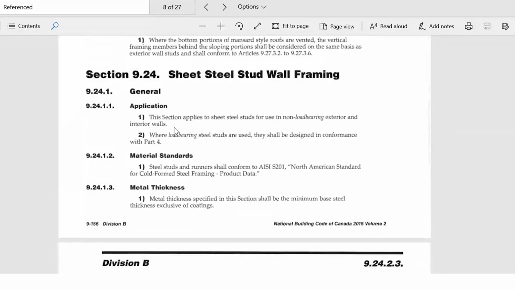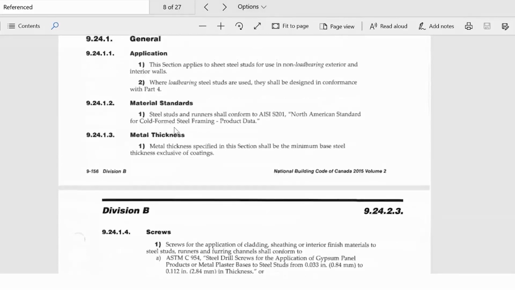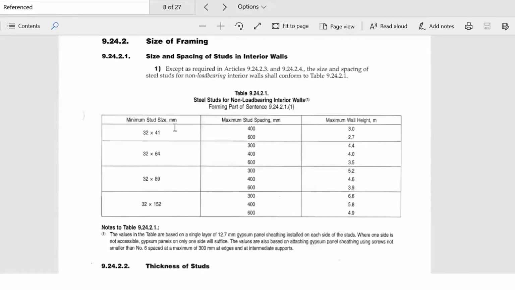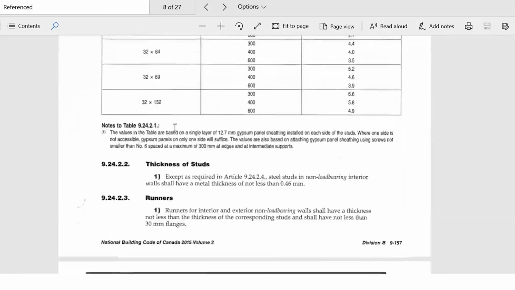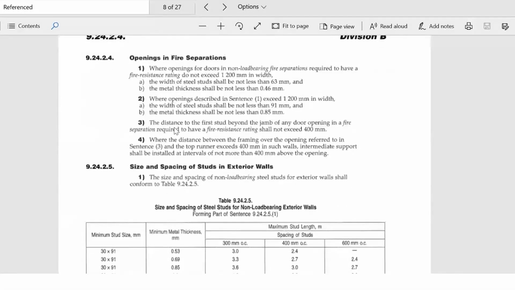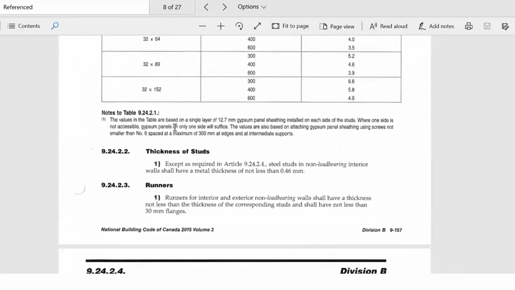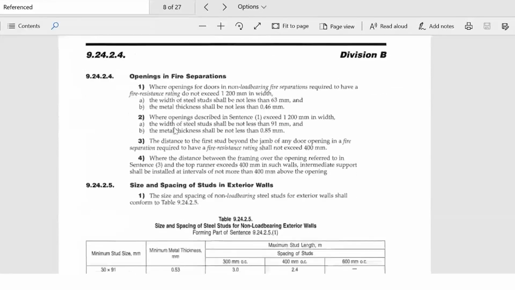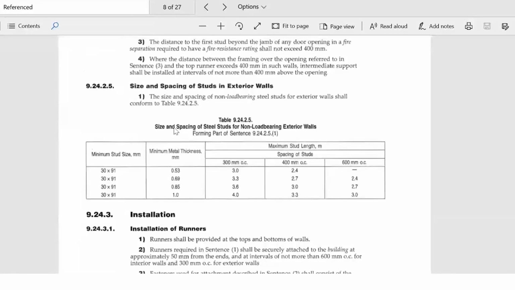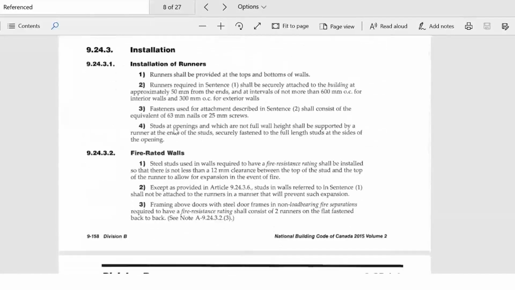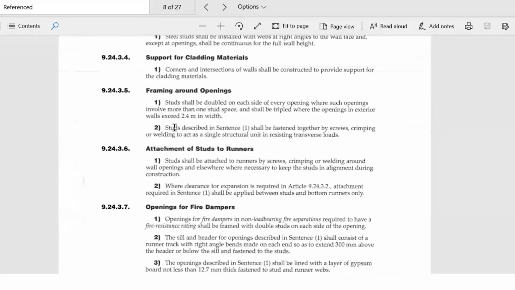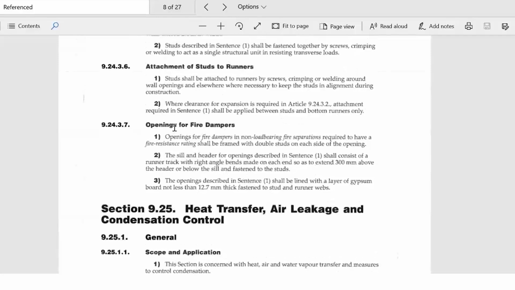Section 9.24 is the sheet steel stud wall framing. Again, similar to the wood framing, it's got specifications for minimum stud sizes, spacing, wall heights, and thicknesses. And runners. You've got runners for interior and exterior non-load-bearing walls, and openings and fire separation in them, and size and spacing of studs in exterior walls, installation of runners, and when you have fire-rated walls, orientation of studs, supportive cladding materials, openings for fire dampers.